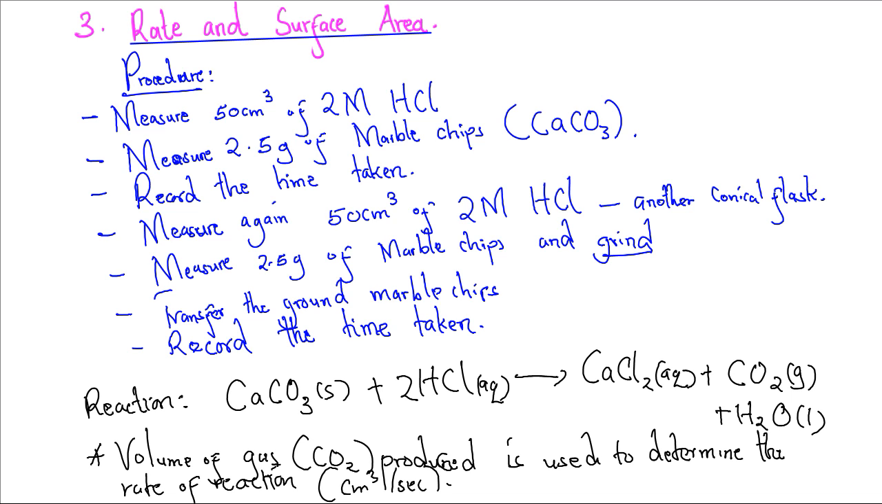However, in the case where we have unpowdered marble chips, the reaction will be there, yes, but the surface area of contact between this acid and the carbonate is low, and that's why the gas will be produced but at a lower rate. There will be low volume of carbon 4 oxide gas produced during that reaction. What do we conclude? That increase in surface area of the reacting particles increases rate of reaction.